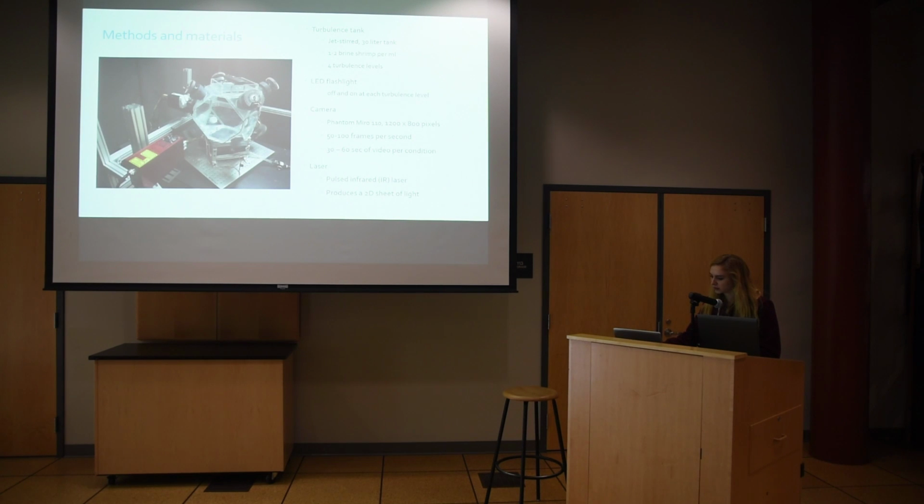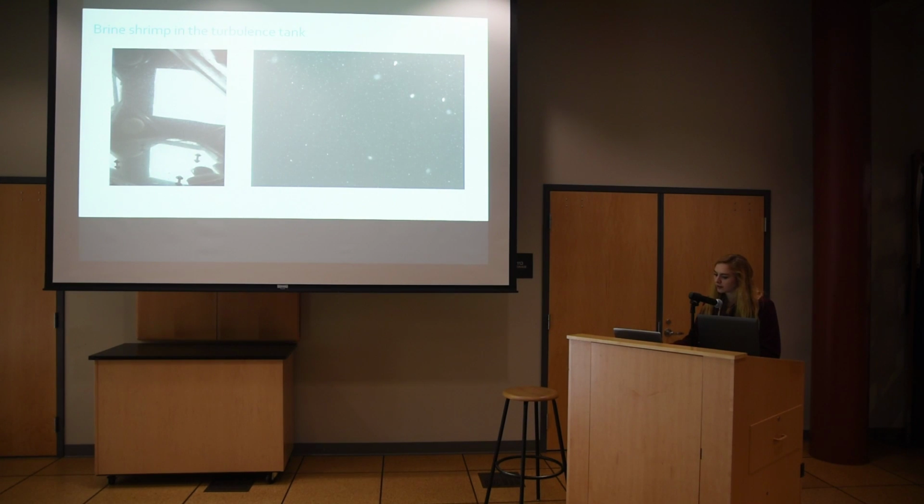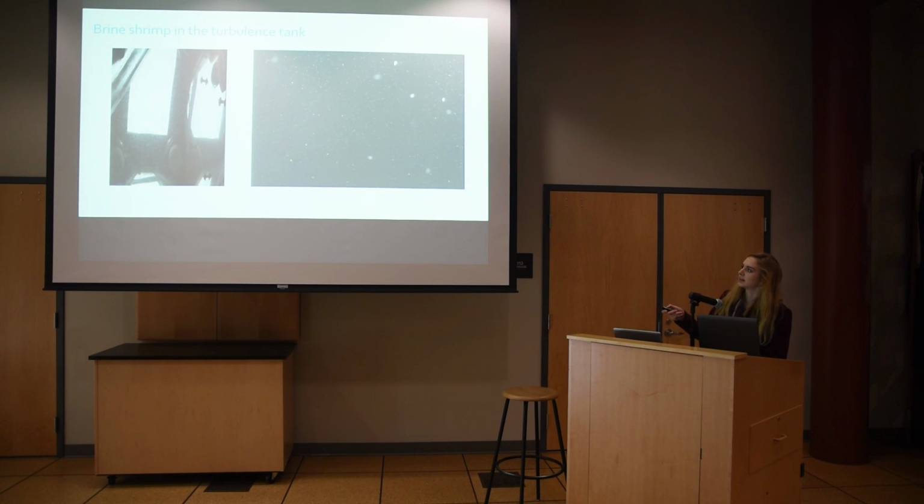So here we have a video of the brine shrimp in the turbulence tank in still water. There's no turbulence in that video. And here's one of the image sequences of the brine shrimp. And as you see, they're kind of coming in and out of focus. And this will be important later on. But the background particles that you see here are actually little plastic micron beads that we use to track the velocity. So, yeah, it's just short-term experimentation. They do actually ingest the plastic.